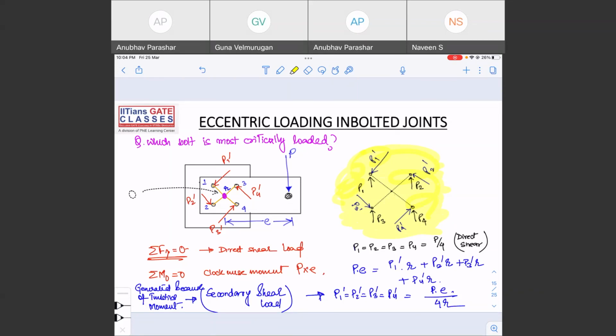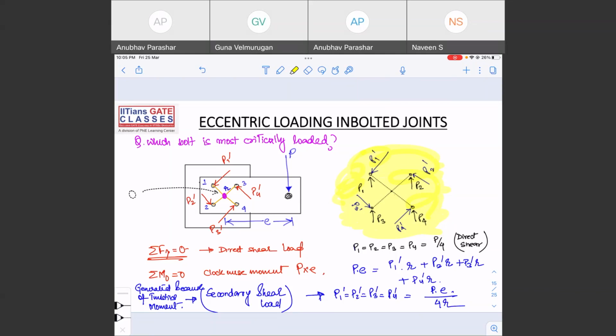This is the type of question that can be asked. There are a lot of questions hidden inside it. P3 and P4, both of them are critically loaded here. You were right.